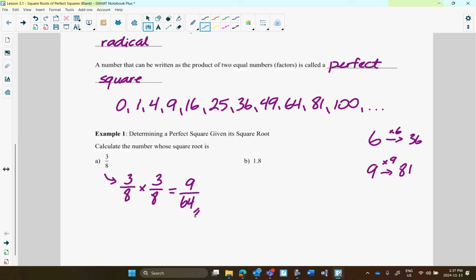And you follow that pattern with the next one. Doesn't matter if it's a fraction or a decimal, you still do it the same way. How would you figure out the number? Multiply by itself. 1.8 times itself. Yeah, 3.24. Thank you.